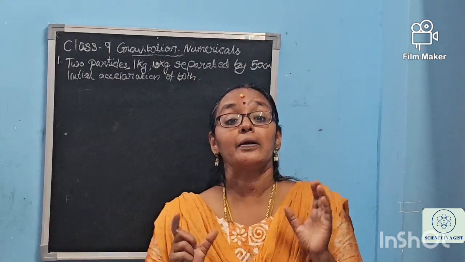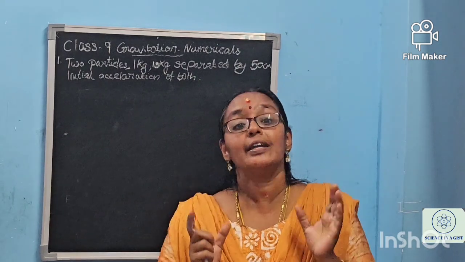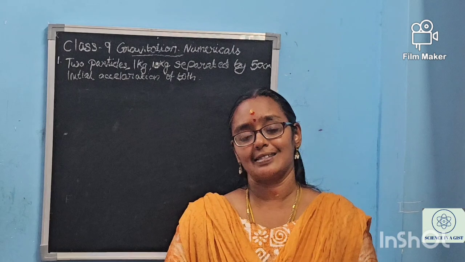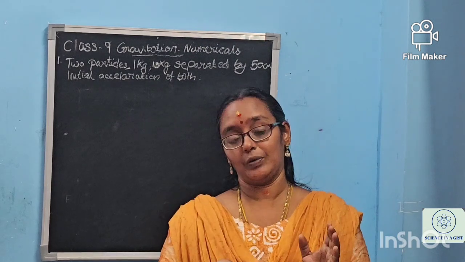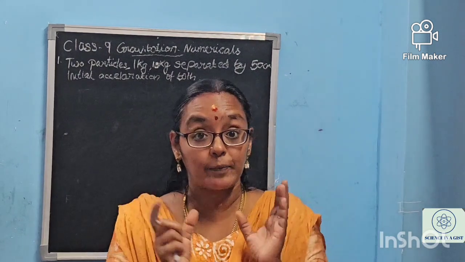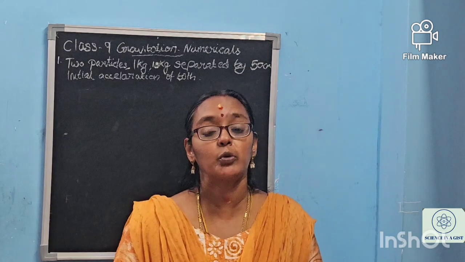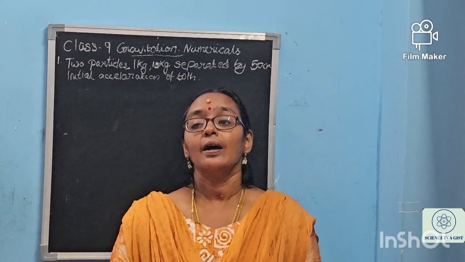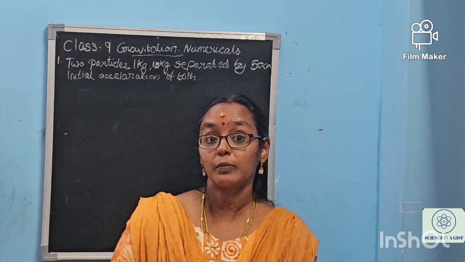What are the important things we have to keep in mind while solving gravitational numericals? The important thing is, first read the question thoroughly. Sometimes even though we are reading, the things will not stay in our mind properly. For that purpose, we have to underline the important terms in the question. When we are discussing questions one by one, we will come to know about it.